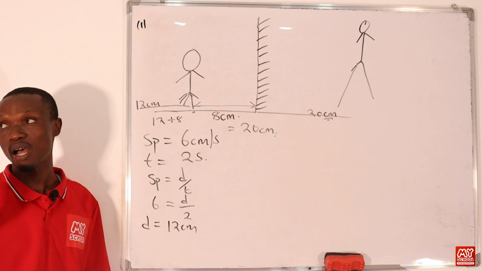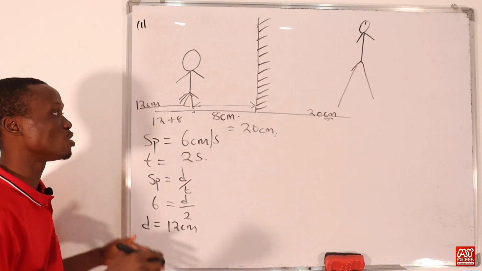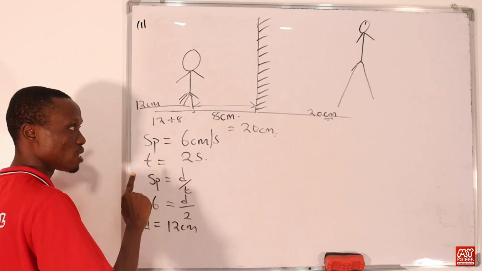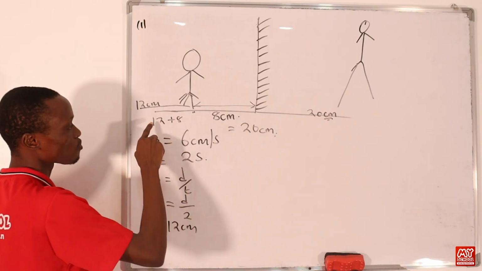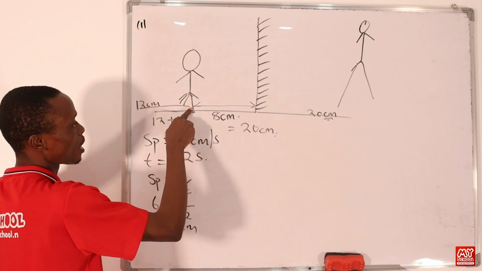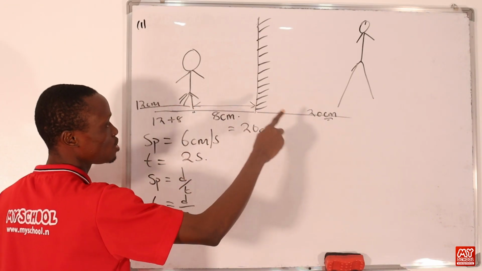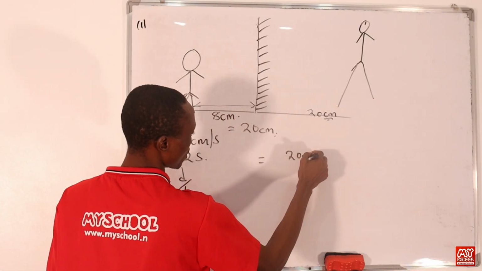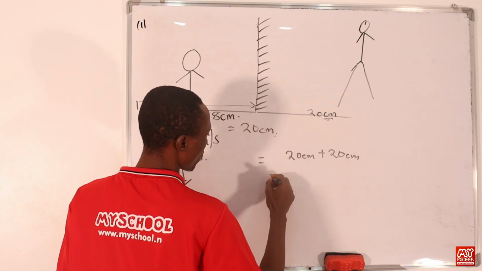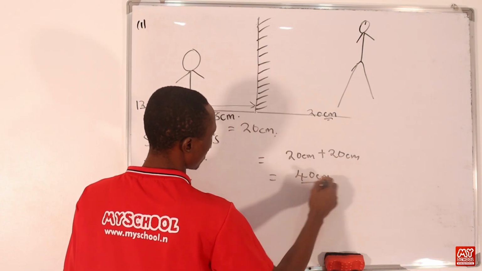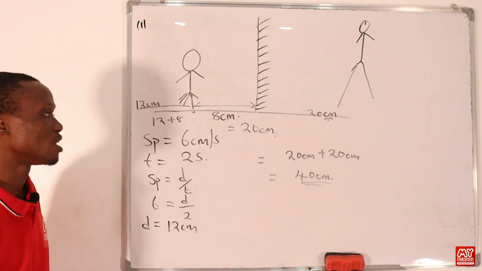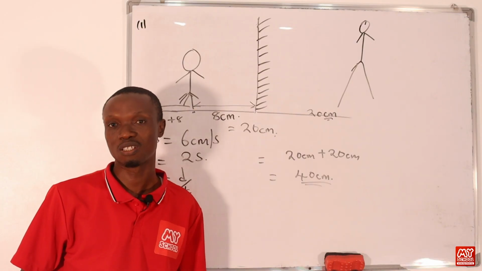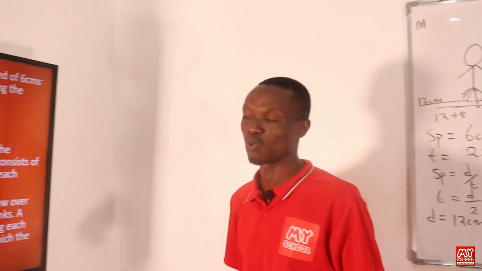But remember, in this question we are asked to find the distance separating the object and the image. So for us to calculate that, we will have to add the distance between the object and the mirror to the distance between the mirror and the image. If we do that, we'll have 20 centimeters plus 20 centimeters, and that will be equal to 40 centimeters. Therefore, the distance separating the object and the image is equal to 40 centimeters. So let's return back to the screen to continue with our lesson.